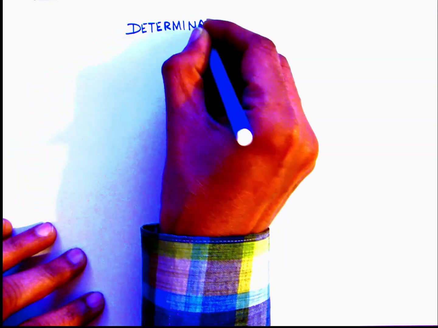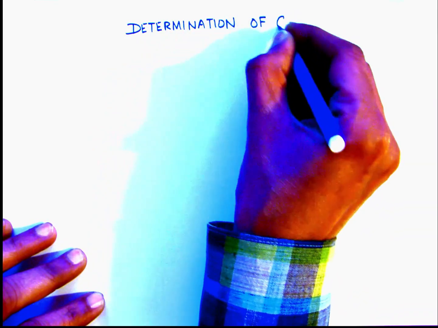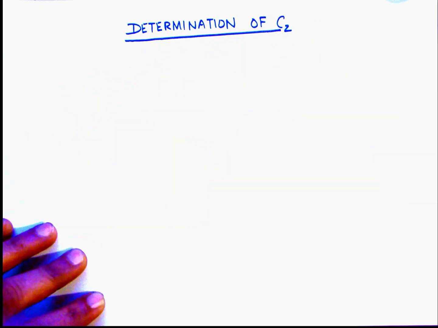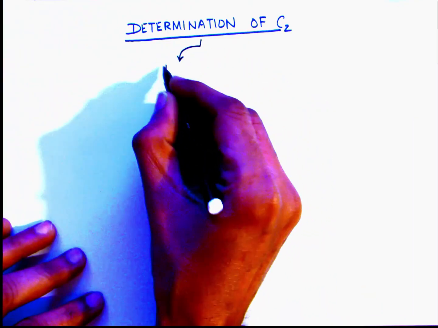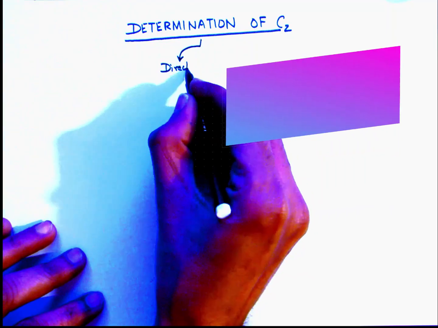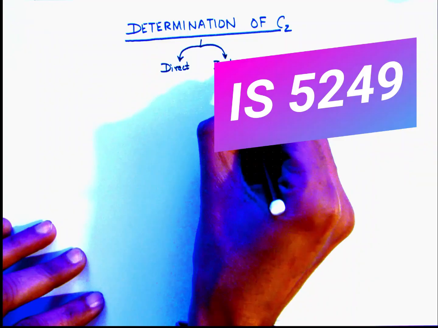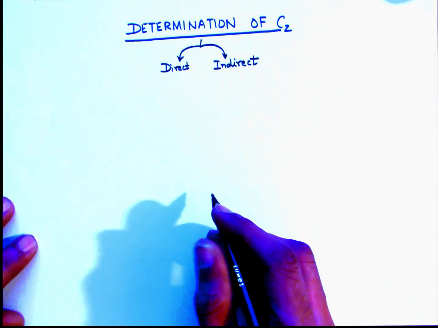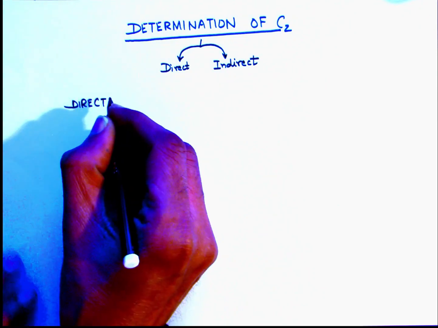Now, having learnt about the equipment and the sensing systems, let us learn how we determine the coefficient of elastic uniform compression, CZ, of soil. The related procedure is very well described in IS 5249. There are two ways of measuring CZ. One is the direct method and the other is the indirect method. Let us first study the direct method.